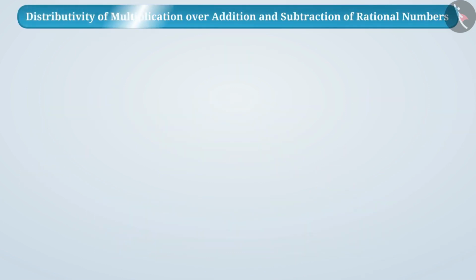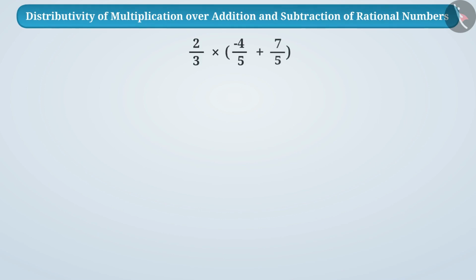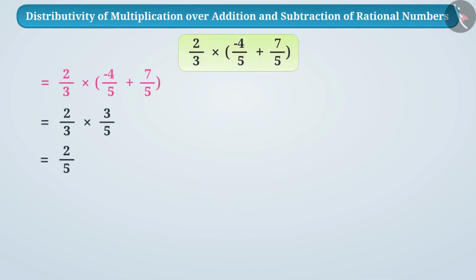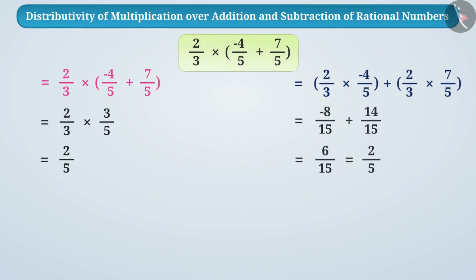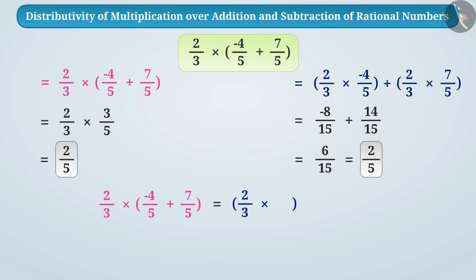Multiplication can also be distributed over addition in rational numbers. Let us understand this with an example. Suppose we want to multiply 2 by 3 by (minus 4 by 5 plus 7 by 5). We will do it in this way, or we will do it in this way. We are getting the same result in both cases. So we can say that 2 by 3 multiplied by (minus 4 by 5 plus 7 by 5) is equal to 2 by 3 multiplied by minus 4 by 5 plus 2 by 3 multiplied by 7 by 5.